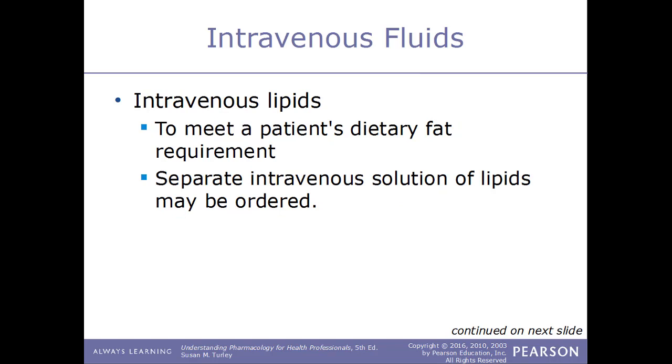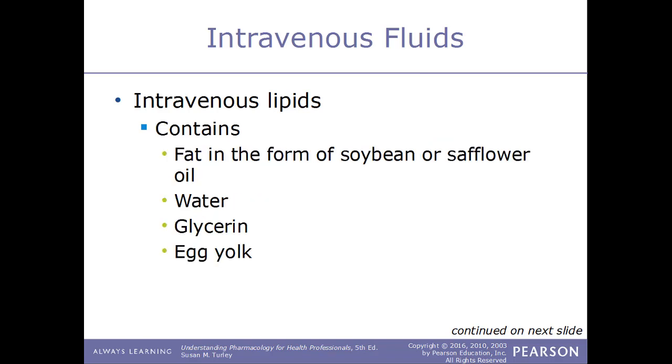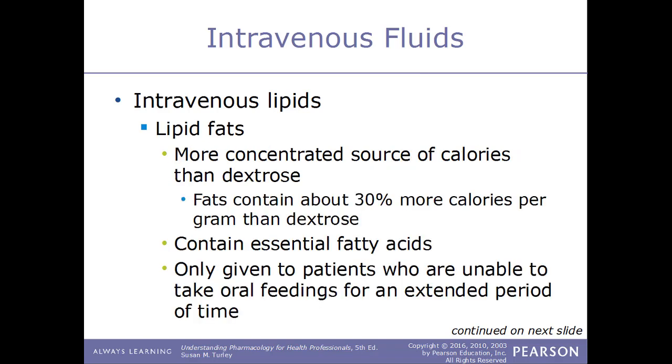Another type of IV fluid that can be administered are intravenous lipids. These are given to meet a patient's dietary fat requirements. So you may have a separate intravenous solution of just lipids that may be ordered. And a solution of IV lipids will contain fat in the form of soybean or safflower oil, water, glycerin, and egg yolk. And when it comes to lipid fats, these will be a more concentrated source of calories than dextrose.